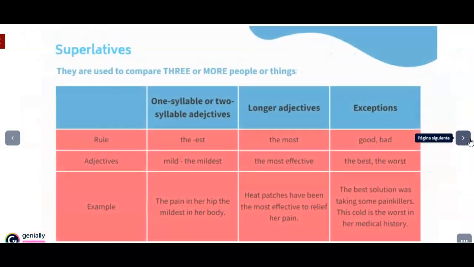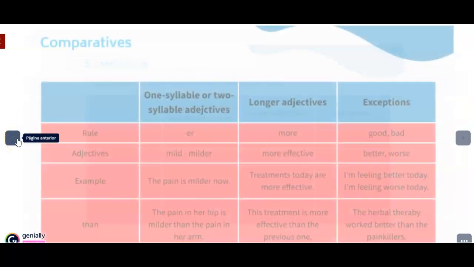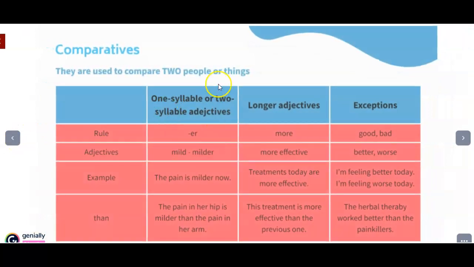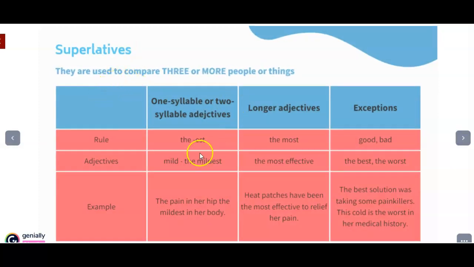And again, good and bad are exceptions. So we're going to say "the best" or "the worst." For example, the best solution was taking some painkillers. This call is the worst in her medical history. Okay, so these are some ways in which we can do superlatives. But if you observe, in both cases we're emphasizing the fact that they are more. So we are showing their superiority with "more" and "the most."